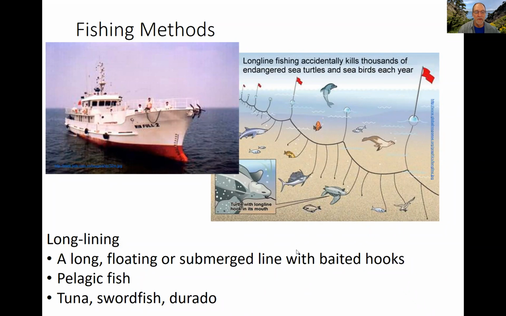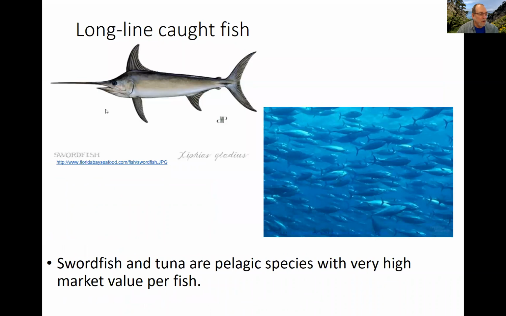And then a third problem is that sometimes there'll be a storm or some other event, and these long lines will break free, and they'll continue to be what are called ghost fishing gear. So they're not being removed. People fish come in and bite on the hooks. They get caught. Other fish come in to eat the fish that are caught on the hooks, and they get caught. So this is a really unfortunate thing that goes on. Long line caught fish includes swordfish and tuna, pelagic species with a very high market value per fish to support that.